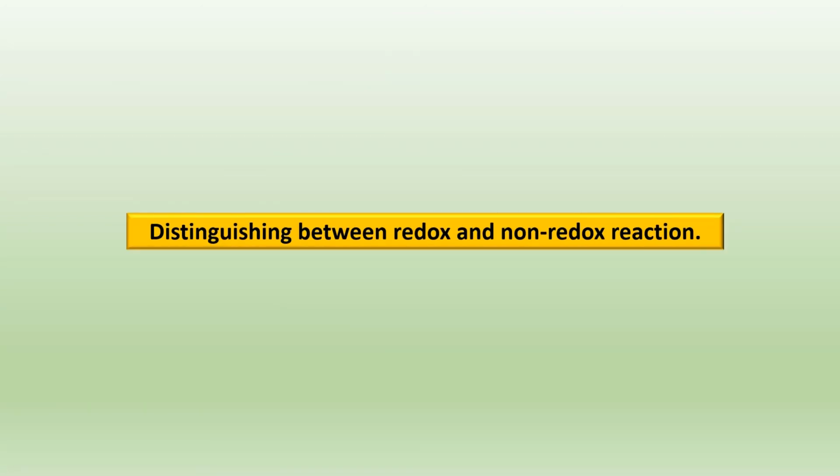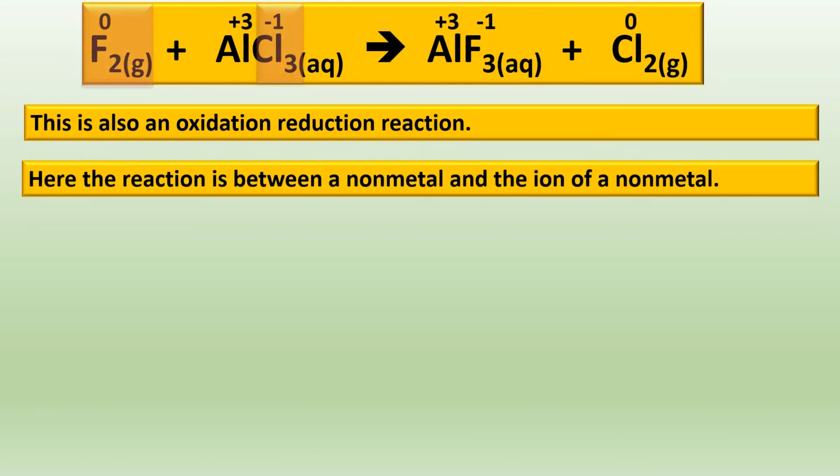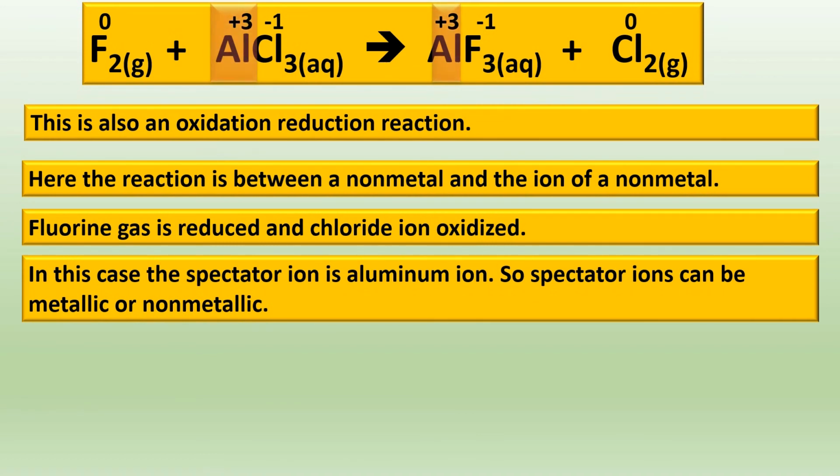Distinguishing between redox and non-redox reactions. This is also an oxidation reduction reaction. Here, the reaction is between a nonmetal and the ion of a nonmetal. Fluorine gas is reduced and chloride ion is oxidized. In this case, the spectator ion is the aluminum ion. So spectator ions can be either metallic or nonmetallic.